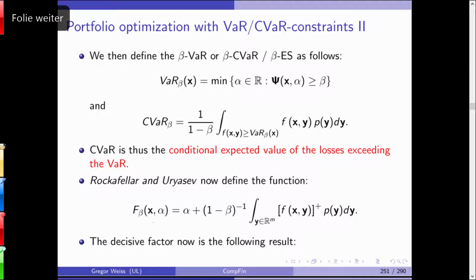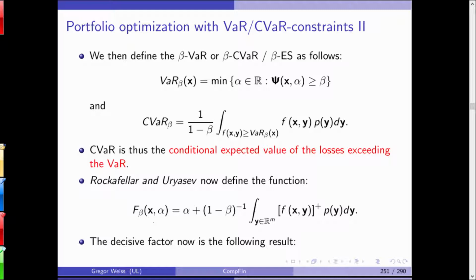Okay. Now, here you can see the definition of the value at risk and the conditional value at risk. The VaR is simply defined by the minimum alpha, element of the real numbers, so that this function phi is larger than or equal to beta, which simply means that it's a quantile. Conditional value at risk is then just f times the probability density. Take the integral and multiply it by 1 over 1 minus beta, which again shows you that this actually is an expected value in a continuous case.